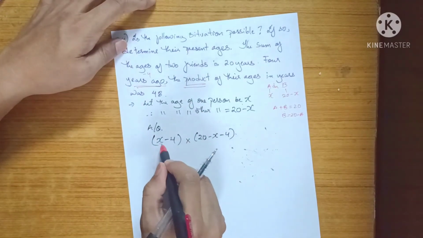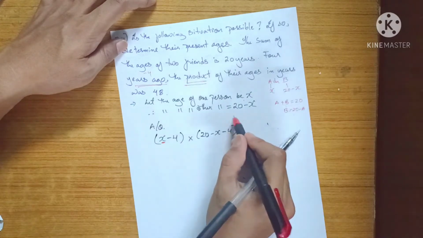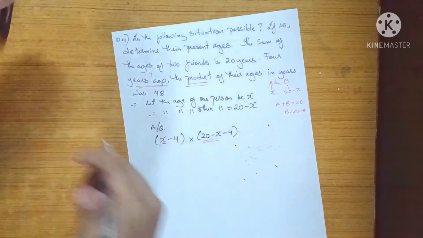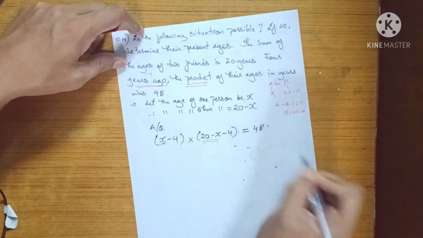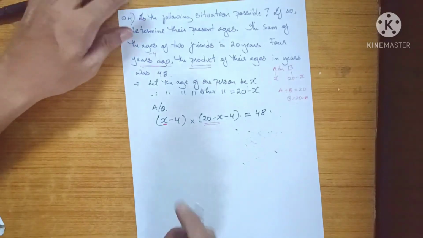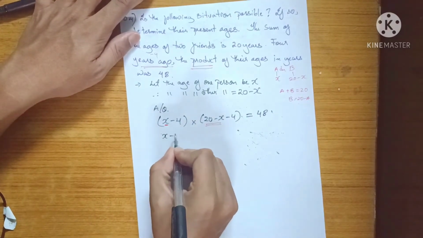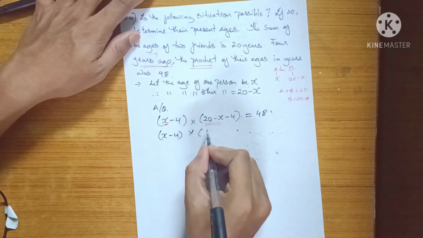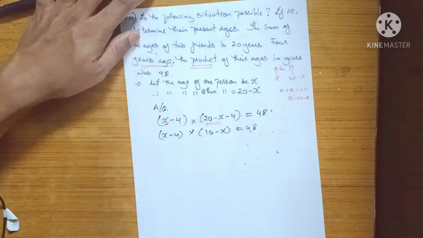This is the age of the first person, and 4 years ago he was younger by 4 years. This is the age of the second person, and 4 years ago he was also younger by 4 years, and the product of the ages is 48. That's what the question is saying. So let's try to solve it. x minus 4, let's first subtract this. 16 minus x equal to 48.